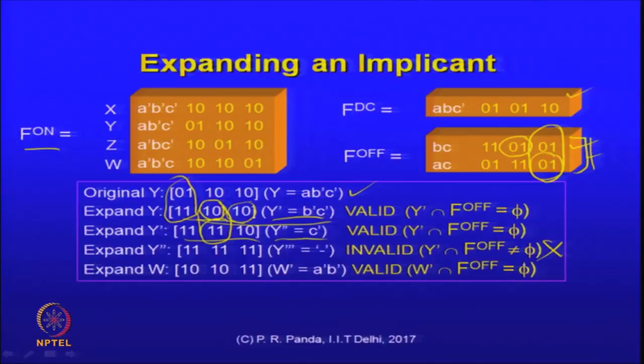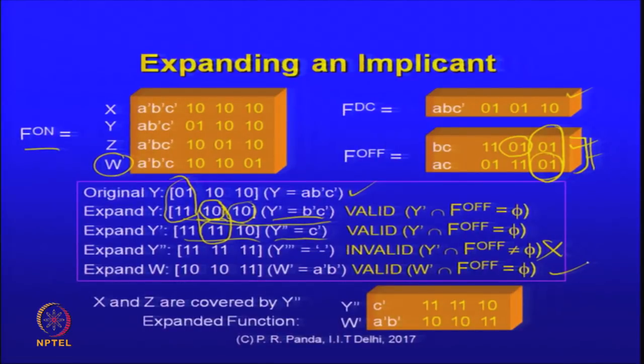Okay. Similarly, I can take one of the others. If I try to expand W, then that would lead to something. So, that is my overall strategy. I have a table of these implicants and I know what the encoding is, what the representation is. My expansion would lead to one of those 0 bits becoming 1, and I do that intersection with the offset.